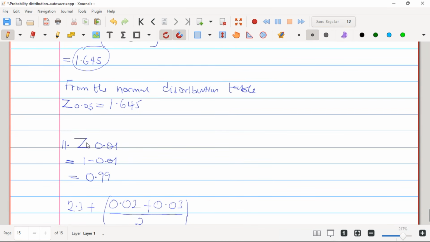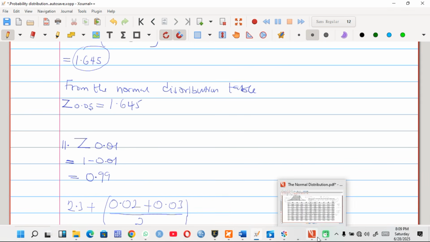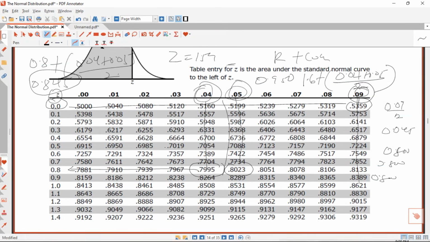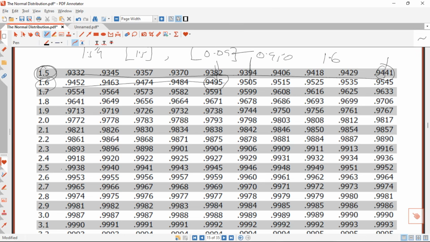And then we have been asked to also find our z subscript 0.01. So for our z subscript 0.01, we are having 1 minus 0.01, right? So you're just going to subtract 1 from this, so I'm getting 0.99. Once you get 0.99, just go straight to the normal distribution table. So when you come here, you are just going to locate where we get 0.99, right?